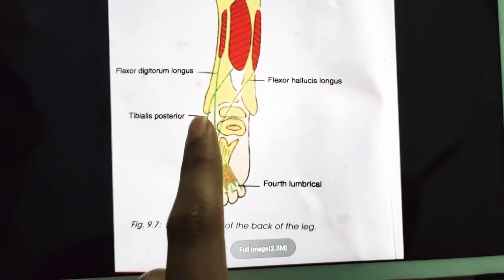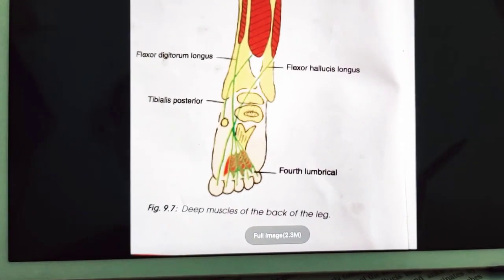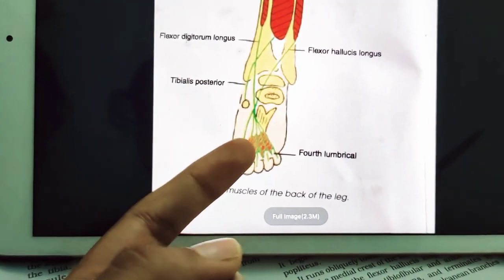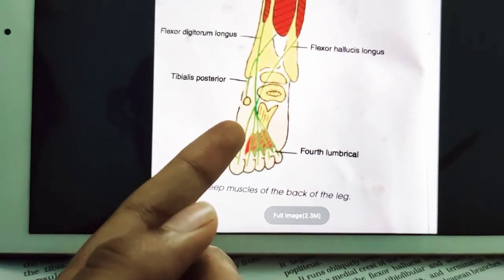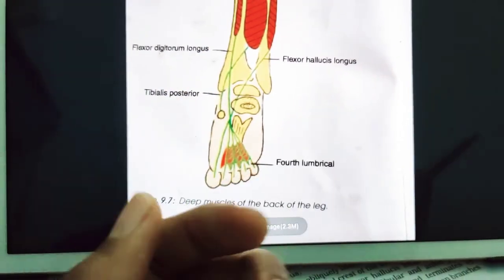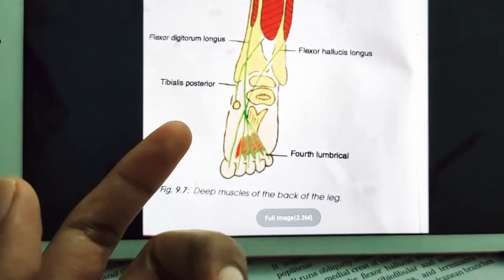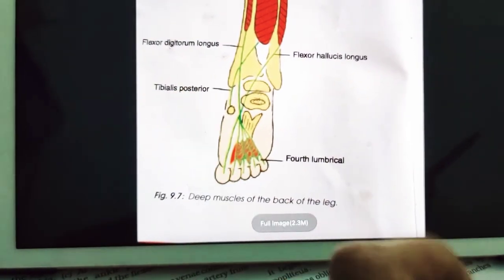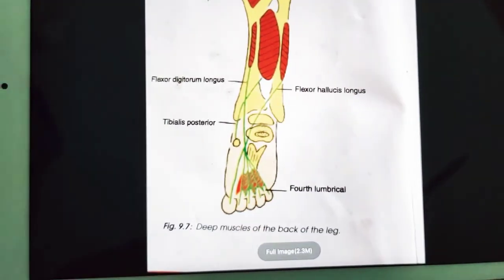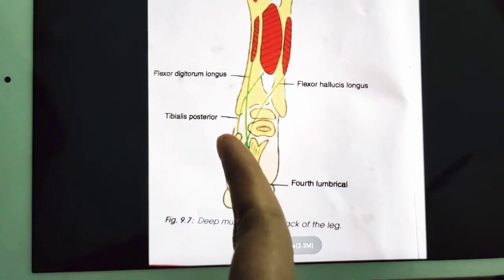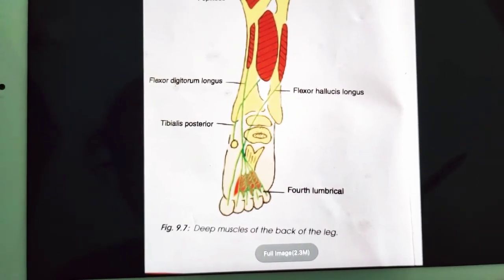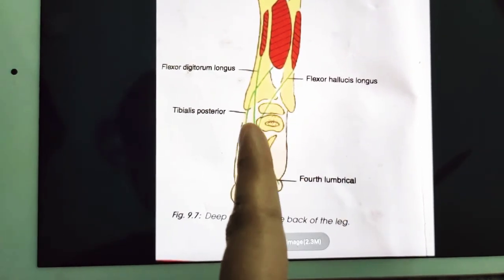Now what is the important relationship of this tibialis posterior? The tendon passes behind the medial malleolus, you can see, behind the medial malleolus, grooving it. The tendon then passes deep to the flexor retinaculum. That's why, if you remember the contents of the flexor retinaculum, you will have tibialis posterior, flexor hallucis longus, and flexor digitorum longus. So all three deep muscles take part in the flexor retinaculum, right? And the terminal part of the tendon supports the spring ligament over here.